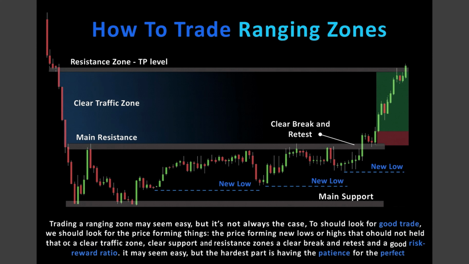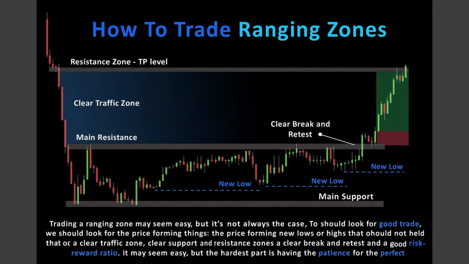This area is what we call a range, where price moves sideways, bouncing between support and resistance instead of forming clear higher highs or lower lows. Now, many traders make the mistake of thinking that trading a ranging market is easy, but in reality, it requires discipline and patience. Inside this range, you can see multiple touches on both the resistance and support zones, but none of them lead to a breakout right away.